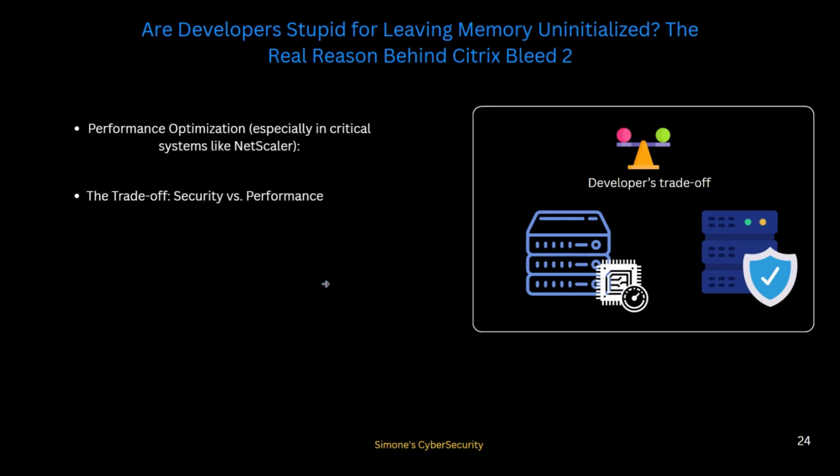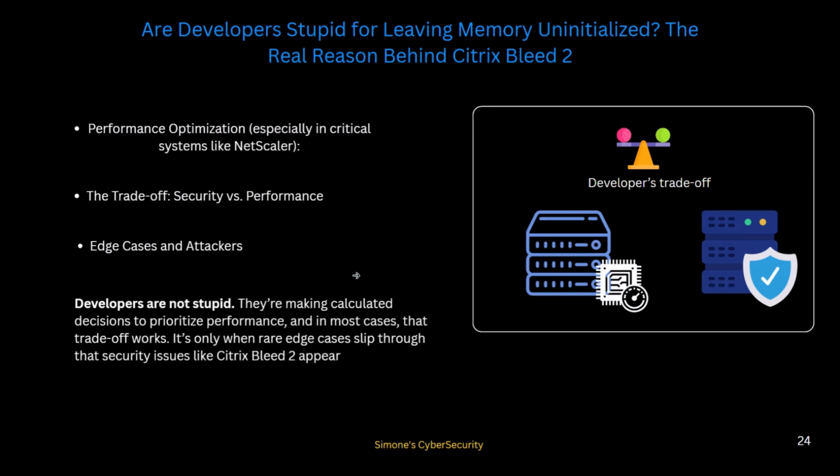And additionally, this is an example of an edge case. Security vulnerabilities like Citrix Bleed 2 often arise from unexpected or edge cases that are not considered during the initial design and optimization phases. So we can clearly say that the problem isn't that the developers are stupid, but the problem is that it's nearly impossible for them to anticipate every conceivable malicious input and how it might interact with optimized code paths.